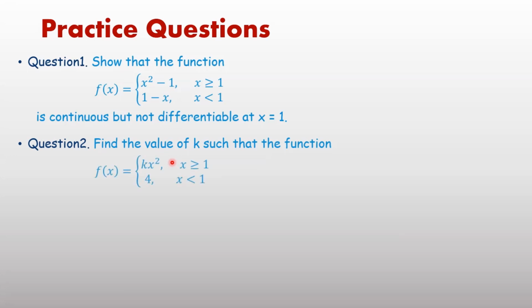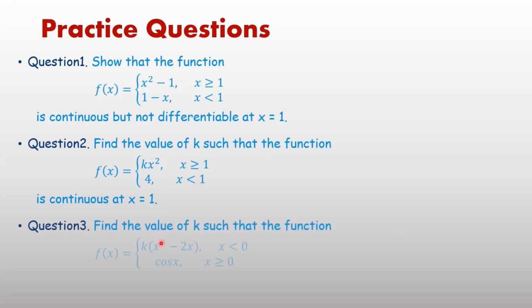Second question, find the value of k for which the function is continuous. Continuous means left hand limit equals right hand limit equals the value of the function at x equal to 1. In the third question, again it is given that it is continuous. Here again you have to calculate the left hand limit, right hand limit, and value of the function. Since the function is continuous, the left hand limit equals the right hand limit equals the value of the function at x equal to 0, and after that calculate and find the value. In this pattern you have to solve and complete these three questions and submit.